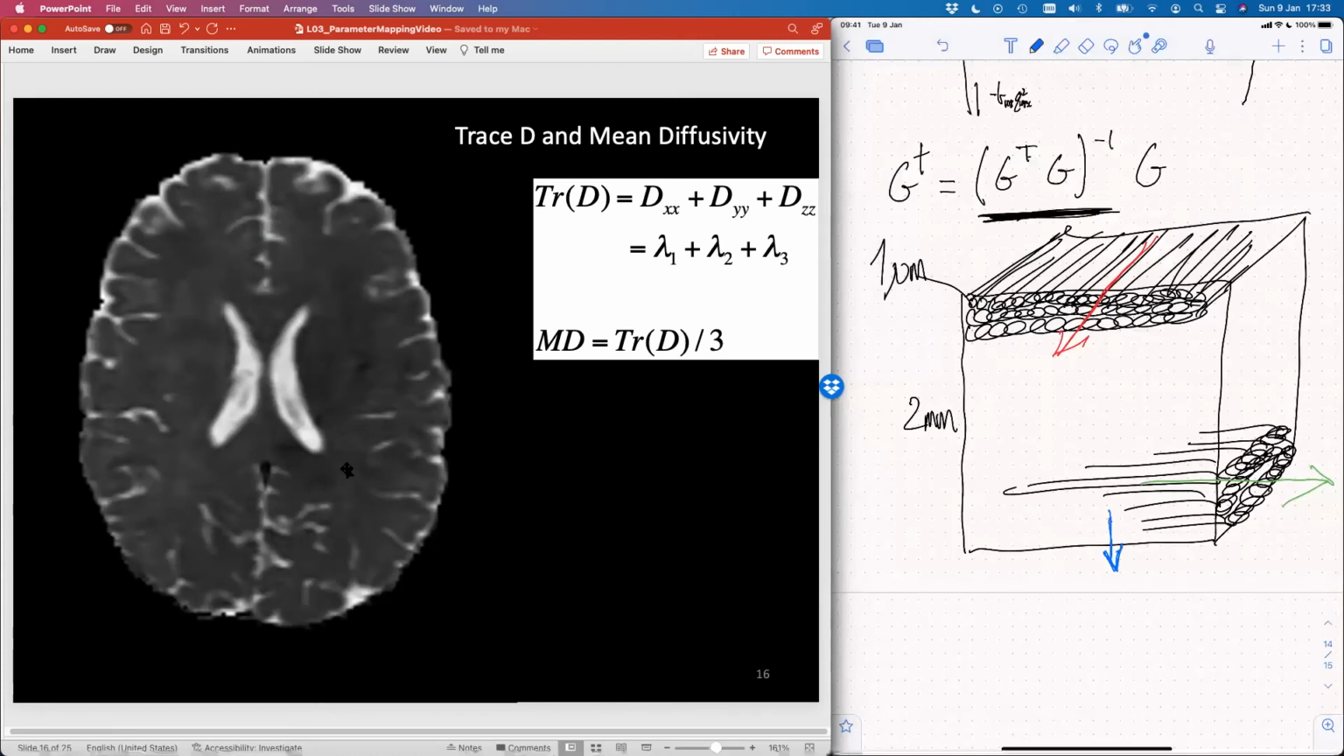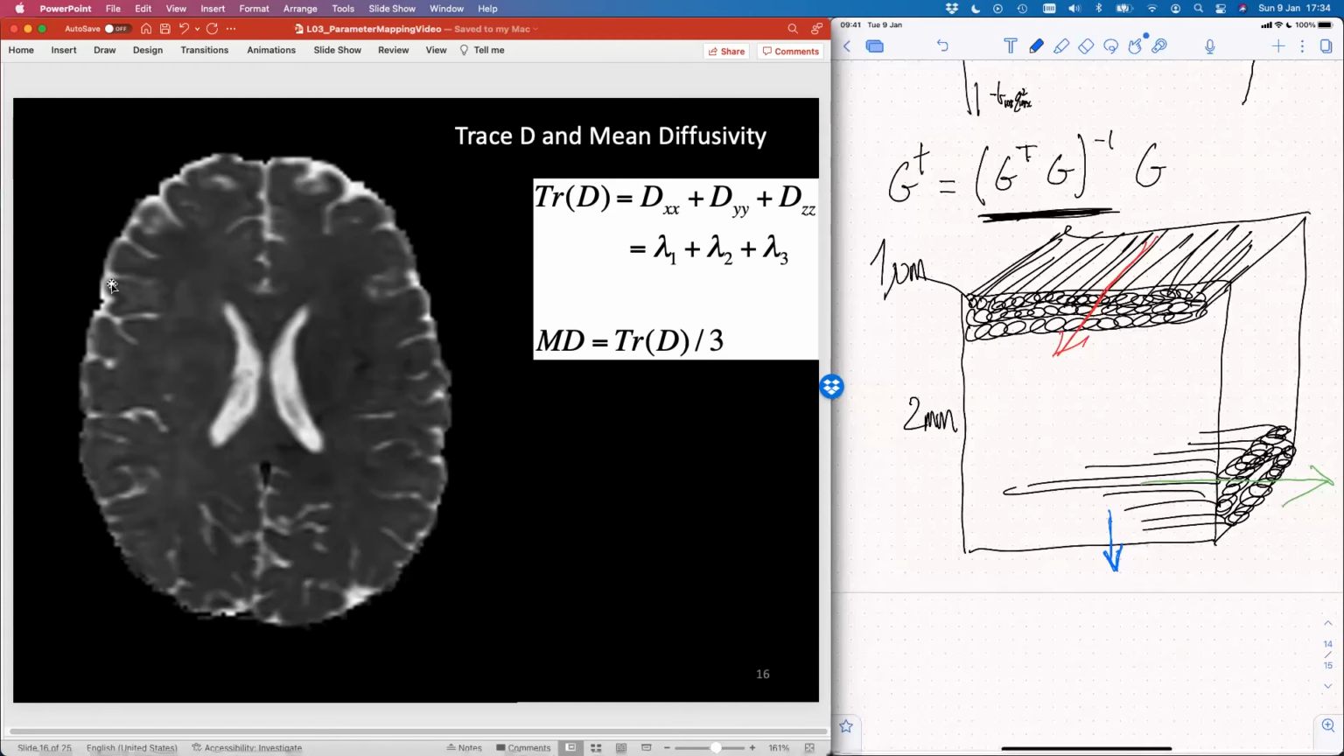Going back then to deriving various more intuitive quantities from the diffusion tensor that we can use in a less cumbersome way than the full diffusion tensor itself, I'll just touch on a couple of these. The first one is the trace of the diffusion tensor, or the mean diffusivity. The trace is just the sum of the 3 eigenvalues, and the mean diffusivity is just that divided by 3. So it gives an average diffusivity over all directions.